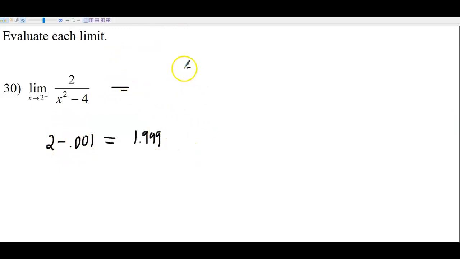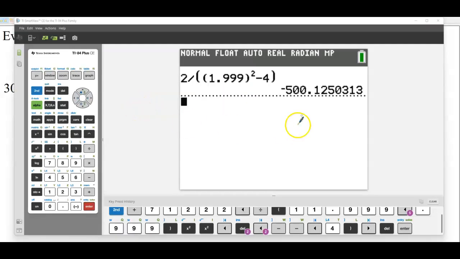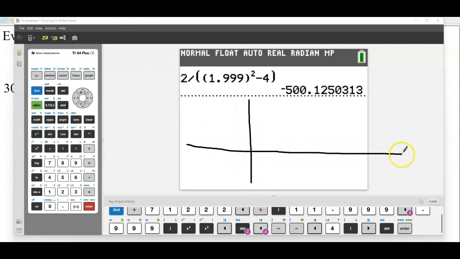And at this point, it's just going to be a calculator problem. So get out your calculators and figure out what this is. And when I plug this in, I get negative 500. Now, that doesn't mean that's my answer for this one. What this means is that since I've got a non-removable discontinuity, it's probably going to be an asymptote.